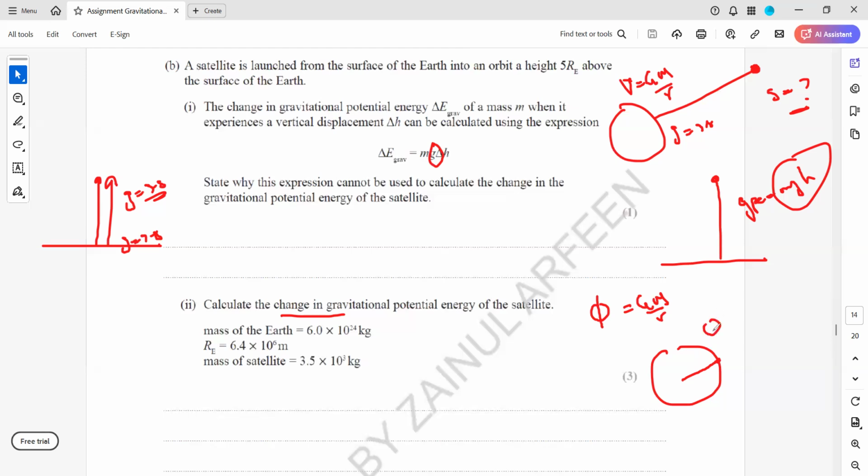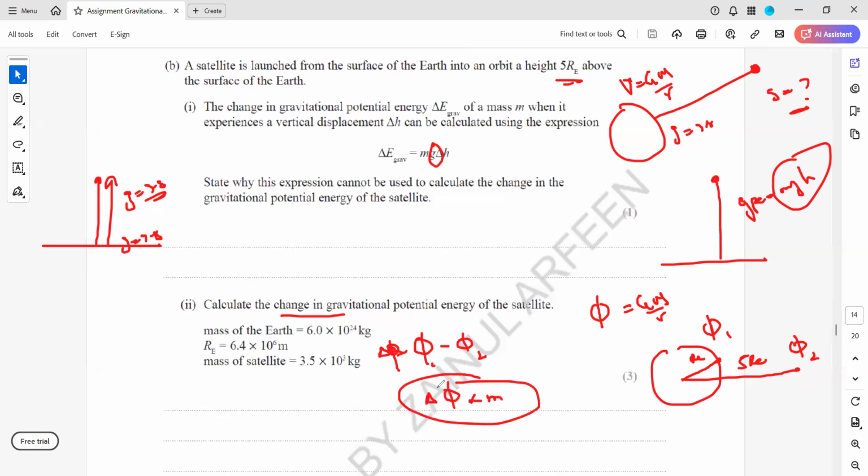So we'll find the potential at this point, which is on the Earth's surface. Then we'll find the potential at the satellite, because the radius of Earth and the mass of the satellite are given, and the total distance is 5 rE. We take the difference of the two potentials, phi 1 and phi 2, to know the change in potential. The change in potential multiplied by mass gives us the gravitational potential energy.